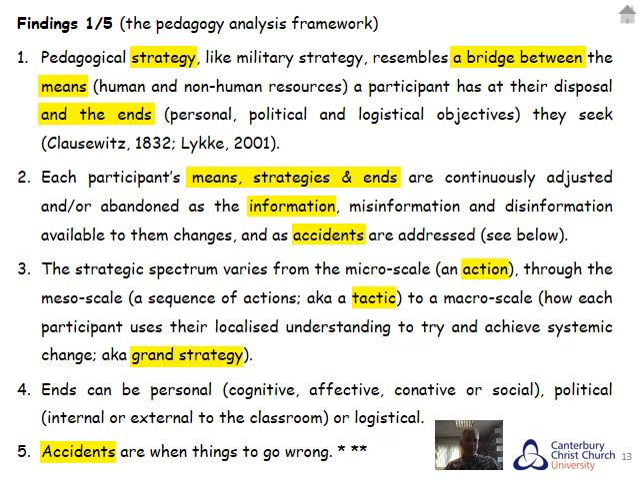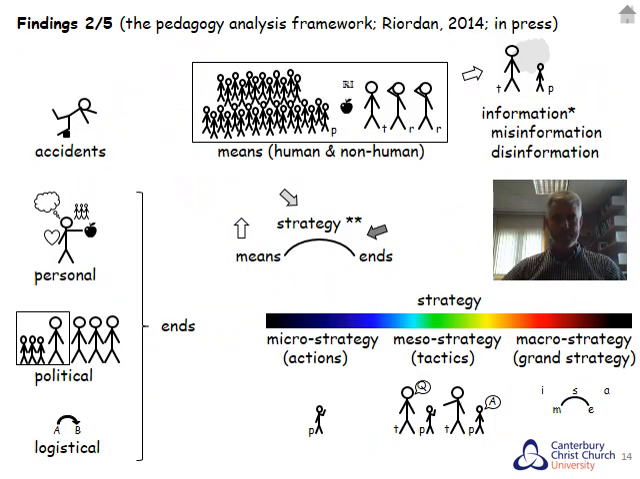So ends can be personal, cognitive, affective, conative, or social, political, now that's politics internal to the classroom and also external, or logistical. Now logistical is just how we make sure that the means that we need to teach are available at the right place and the right time. And accidents are when things go wrong. And in questions, if you'd like to come back to any of this, please feel free.